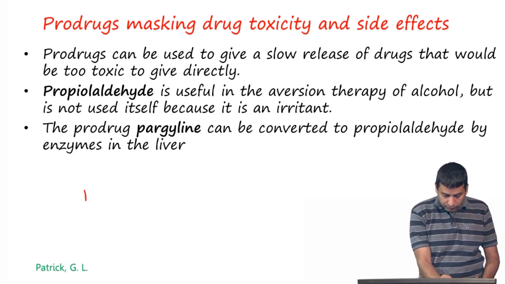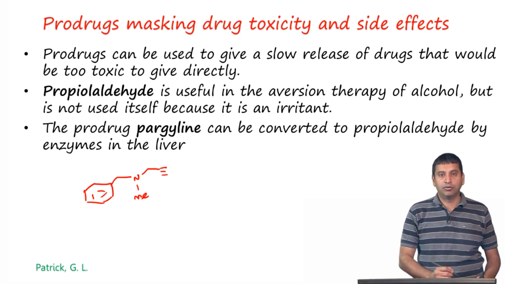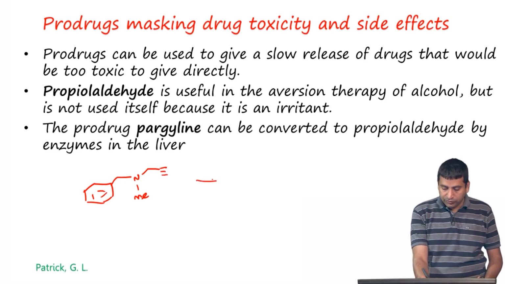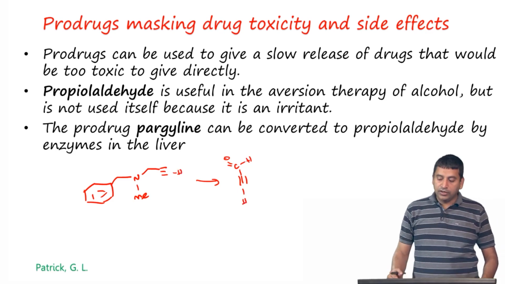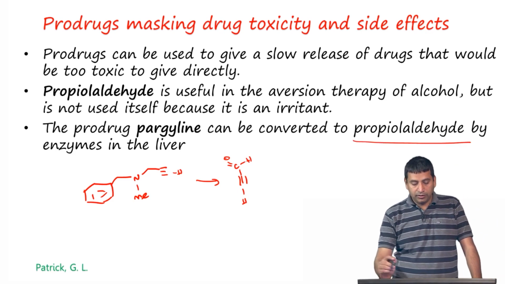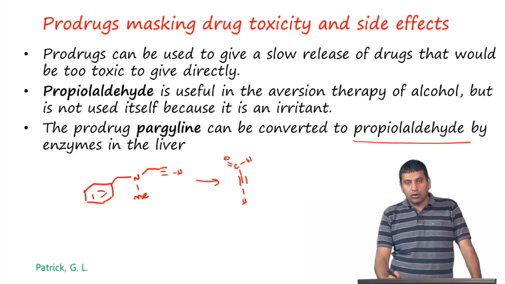Another example of this is propargylaldehyde. The structure of this molecule is as shown here, which is NMe. It has a propargyl group over here. This molecule gets cleaved to produce the propargylaldehyde, which is converted by enzymes in the liver. This is one molecule that is given in the treatment of alcoholism.